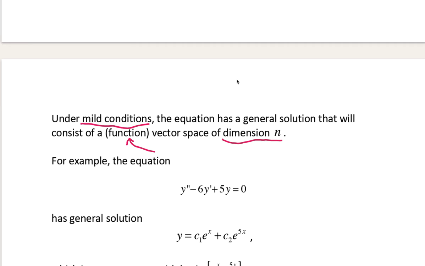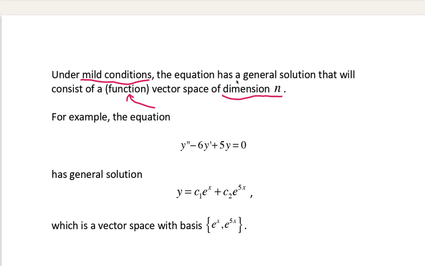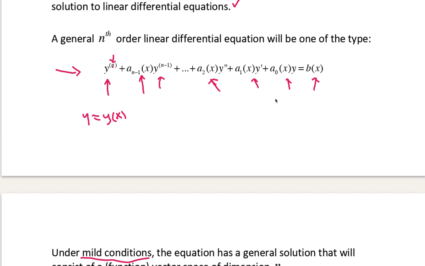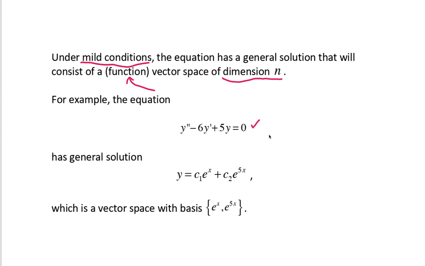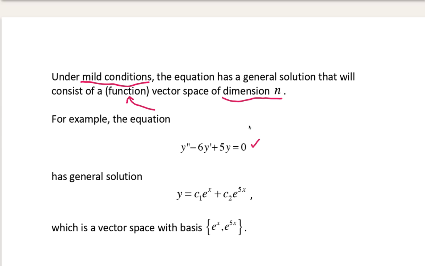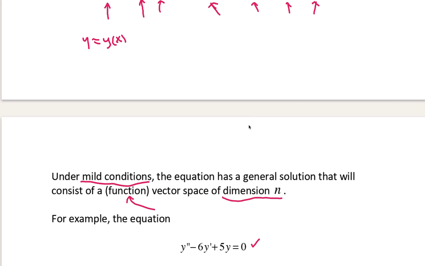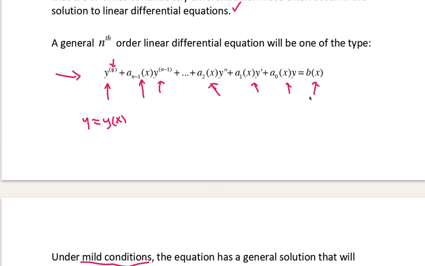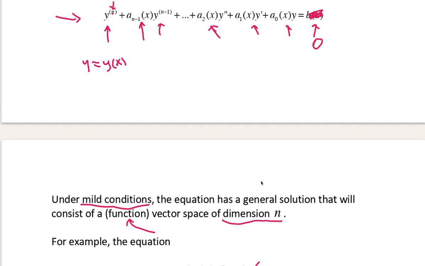For example, to be concrete about it: y double prime minus 6y prime plus 5y equals 0. So I took a nice easy one here. It's even homogeneous, meaning our b of x is 0 on the other side. Actually, it just struck me here, I better make this 0 for that to hold, to actually be a function space.